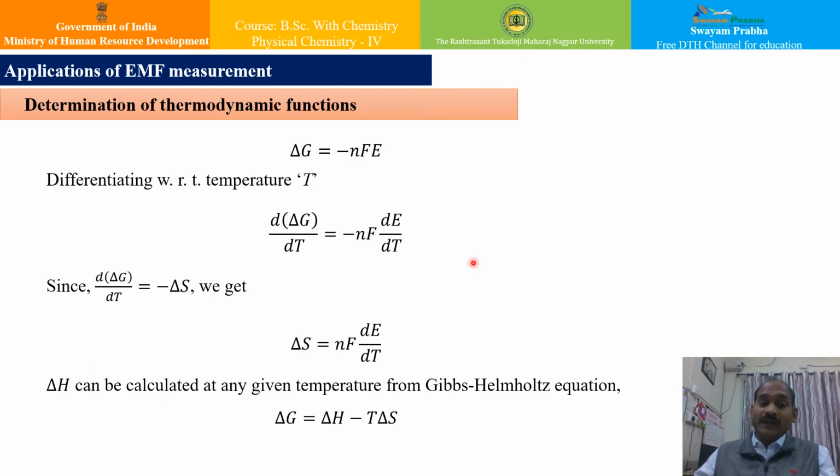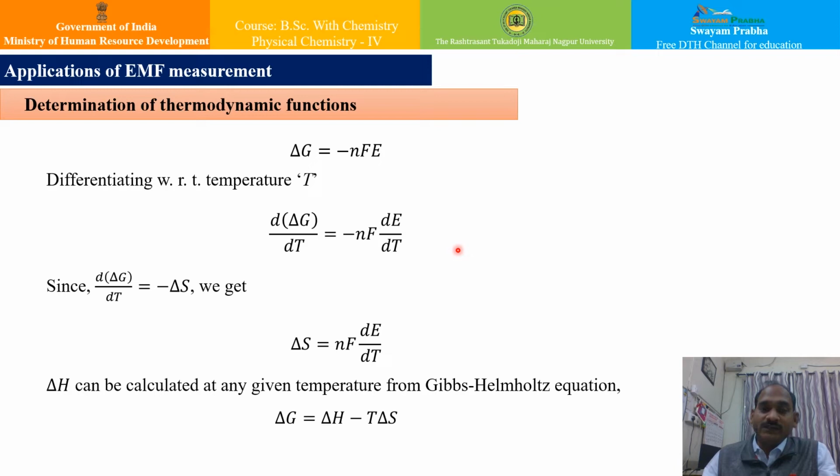Further, I can determine various thermodynamic functions by measuring the EMF. I know the standard relation that delta G is equal to minus nFE, isn't it? So by measuring the EMF of a suitable galvanic cell, it is always possible to calculate the change in thermodynamic functions, say change in free energy, change in enthalpy, change in entropy, and activities of electrolytes. In analytical chemistry too, EMF measurements have a wide range of applications. As I said, in sensor designing also, we have different applications.